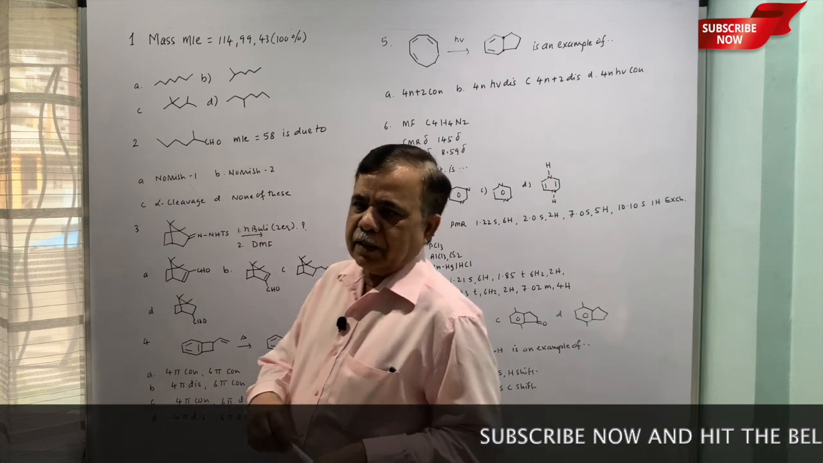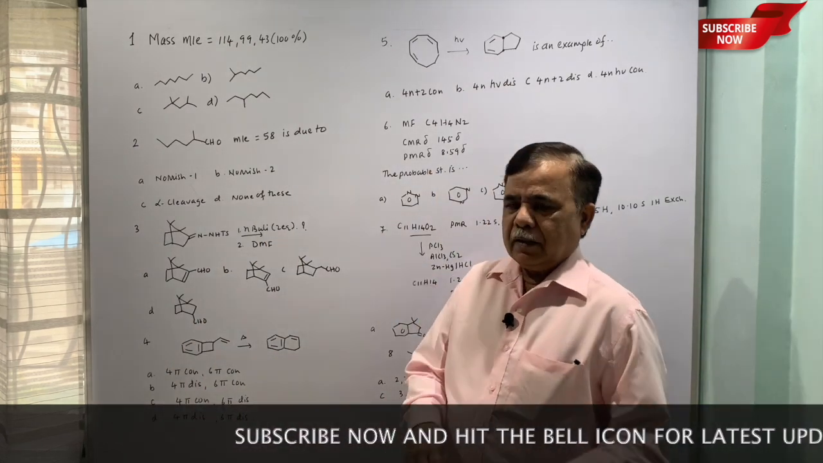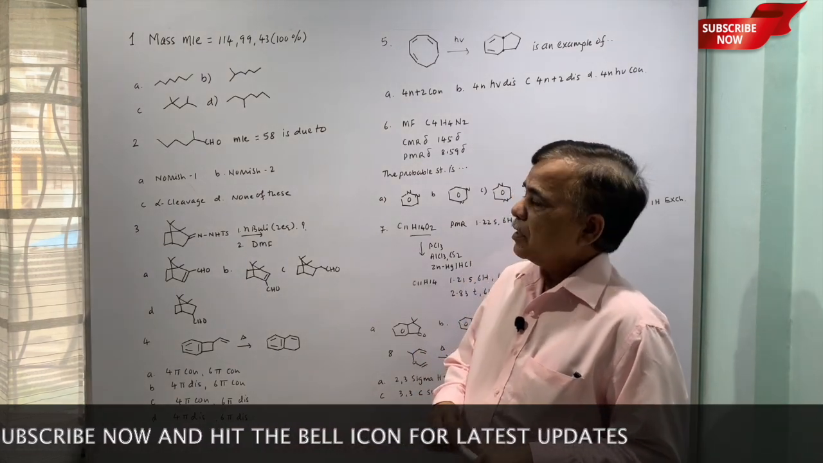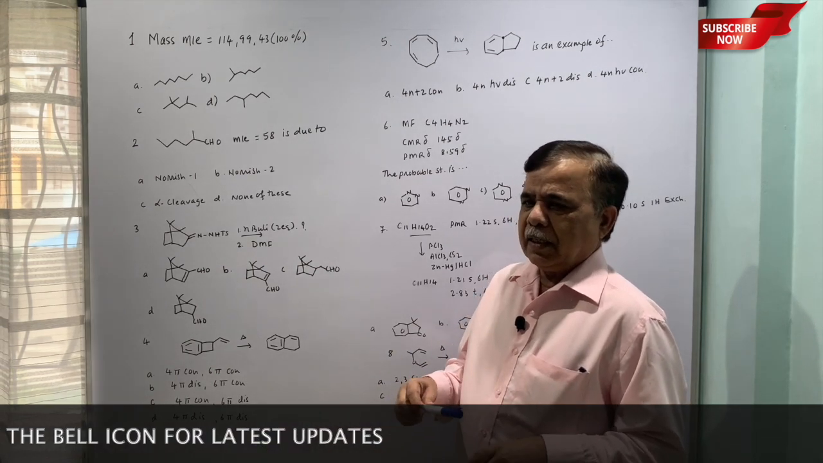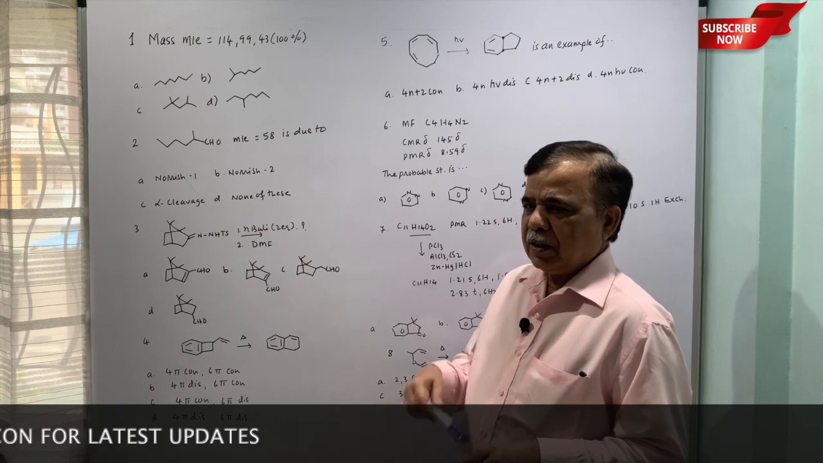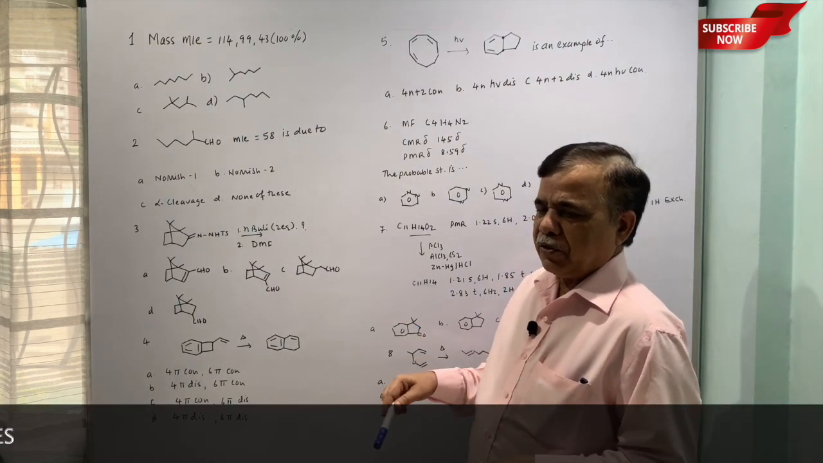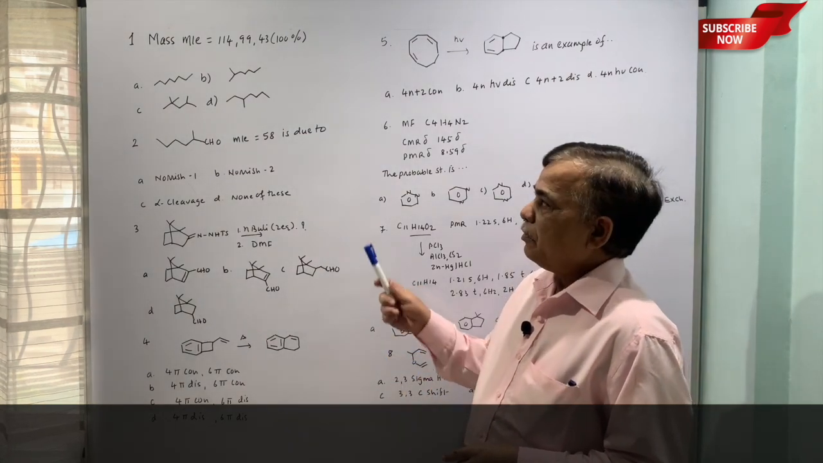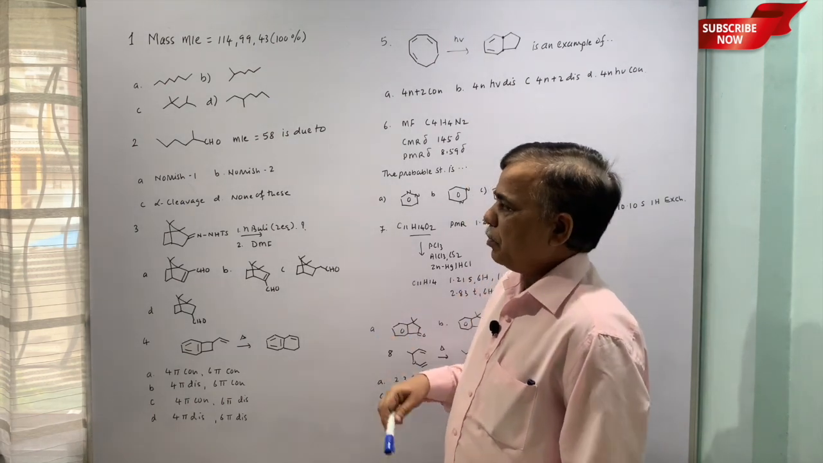We have already started with part C of NET, and the topic which we are covering is spectroscopy and pericyclic reactions. Immediately after this we will start with another chapter. Maybe we will start from IUPAC nomenclature, and we will try to cover all the 13 topics which are given as the syllabus of this part B and C.